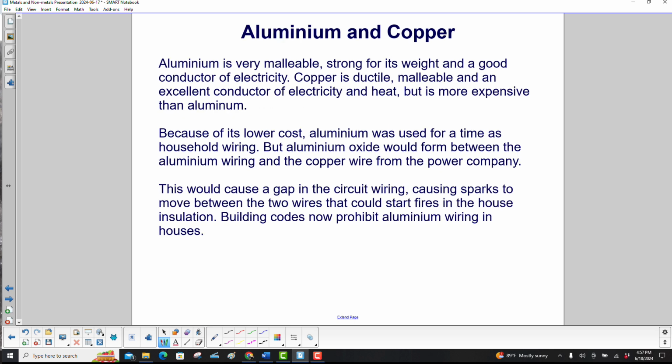Aluminium is very malleable, strong for its weight, and a good conductor of electricity. Copper is ductile, malleable, and an excellent conductor of electricity and heat, but is more expensive than aluminium. Because of its lower cost, aluminium was used for a time as household wiring, but aluminium oxide would form between the wiring and the copper wire from the power company. This would cause a gap in the circuit wiring, causing sparks to move between the two wires that could start fires in the house insulation. Building codes now prohibit aluminium wiring in houses.